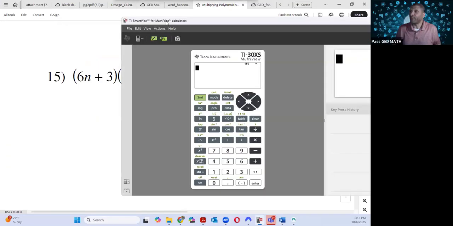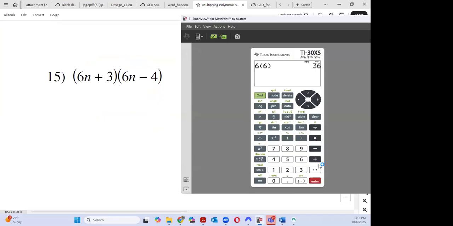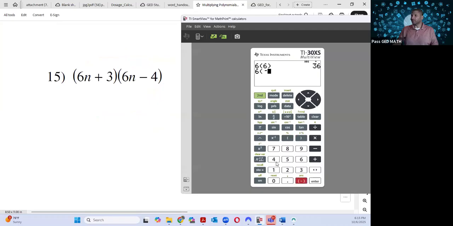You might not be able to put the variables in, but you can put the coefficients. So 6 times 6, 36. 6 times minus 4, minus 24. 3 times 6, 3 times minus 4. You can't get sign numbers wrong if you're using the calculator. All you've got to understand is that multiplying the coefficients is going to give me a positive or negative number. I just have to know how to use my exponent rules to figure out what the variable is going to be. Got me?